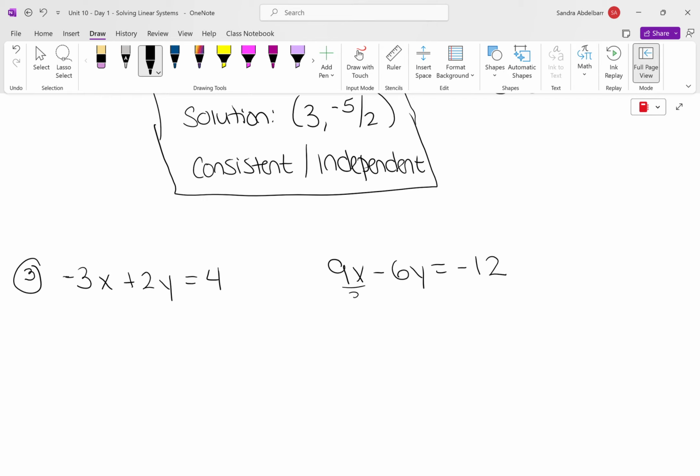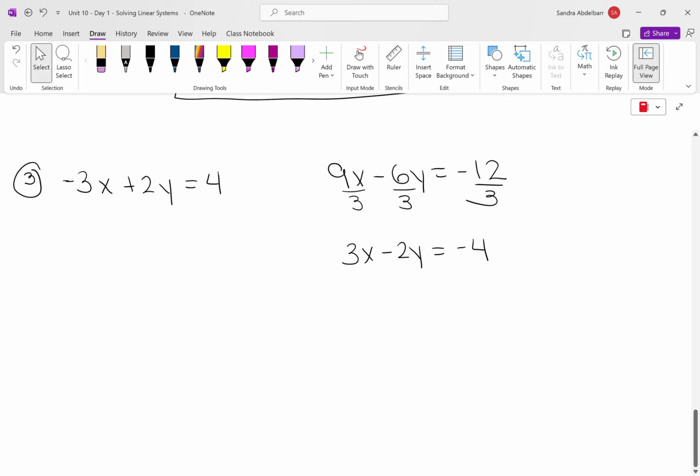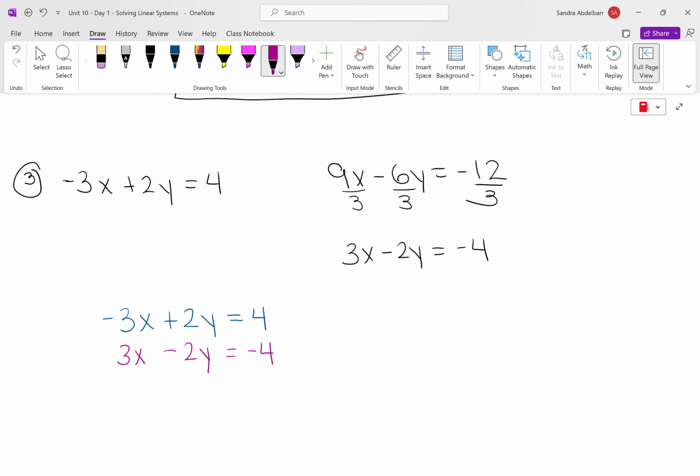Is there anything I can do to that second equation to make the problem simpler? Caitlin? Yeah, we could divide it all by 3. So now we're going to get 3x minus 2y equals negative 4. Now when we go to line these two up, because I'm solving through elimination, we have negative 3x plus 2y equals 4. And then we have positive 3x minus 2y equals negative 4. And then I go to add them because I see that things can cancel.